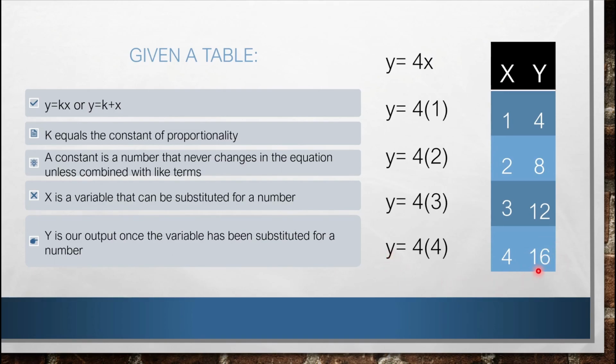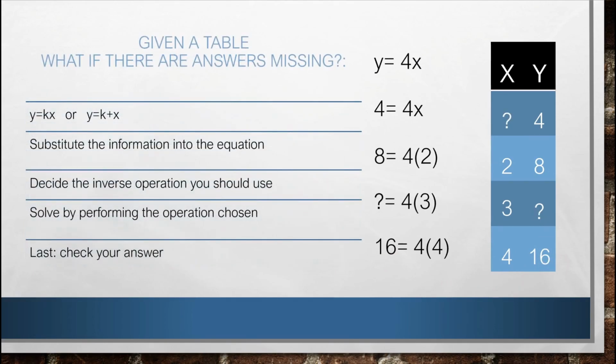This is the y. However, what if we have some missing components? What should we do? First, substitute the information into the equation. So here, I've got my original equation. I know what it is. So what do I have? I have y is 4, so I can substitute 4.